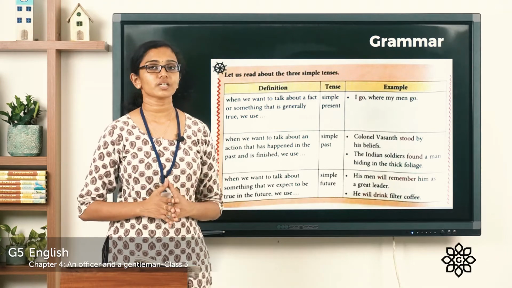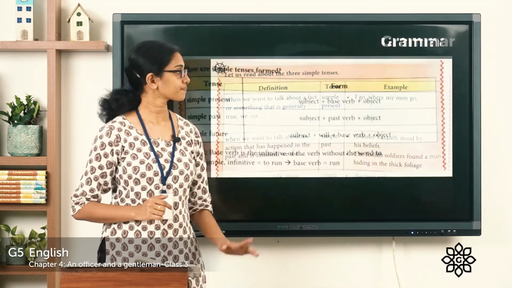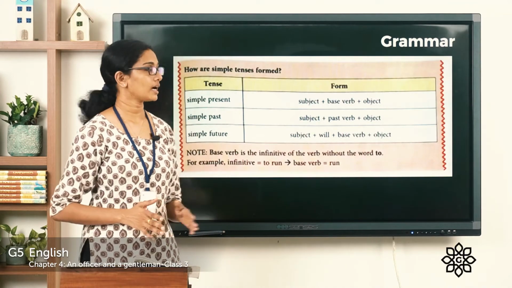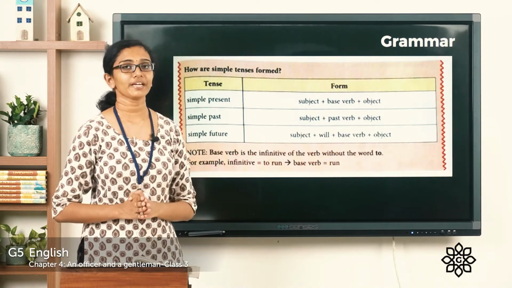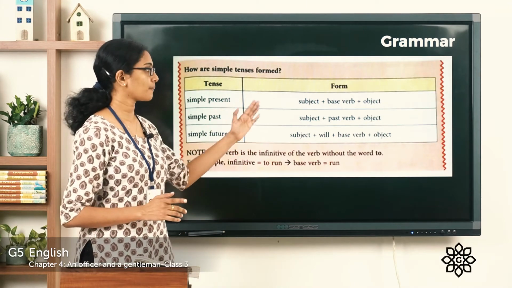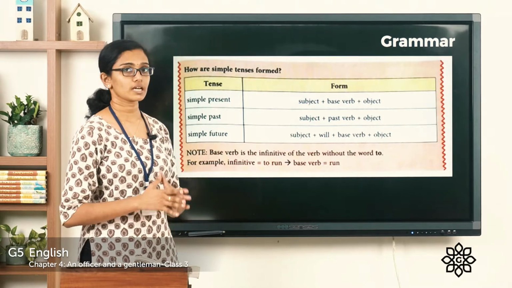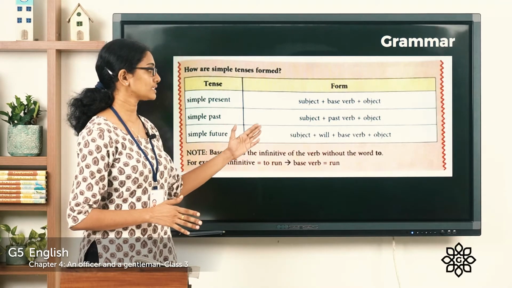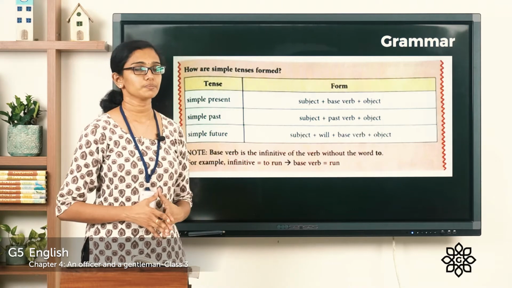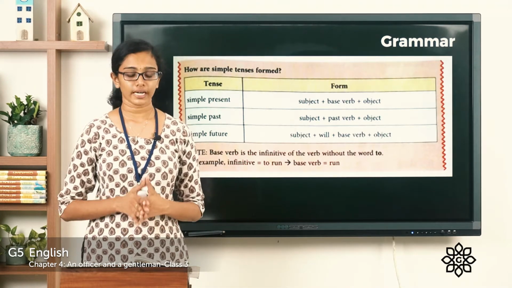So there is a general structure or formula to these three tenses. Let's see that. For the present tense, the general formula is the subject plus base verb plus object. For past tense, it is subject plus past verb plus object. And for the future tense, the general formula is subject plus will plus base verb plus the object. Now keep these in your mind. And let's move on to the exercises.